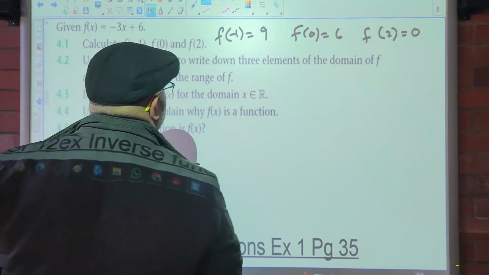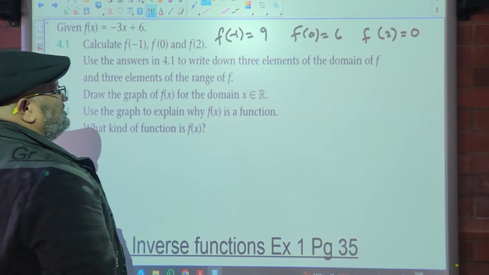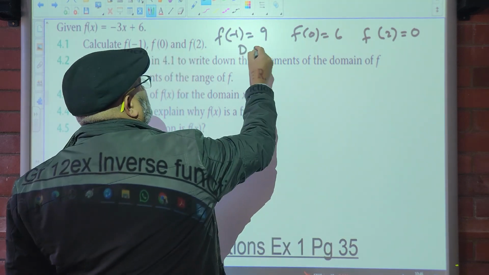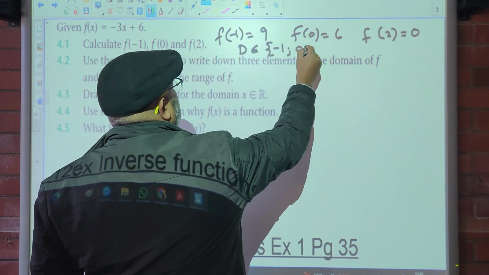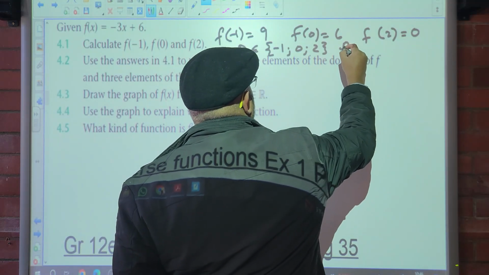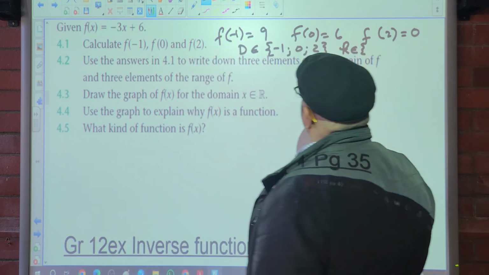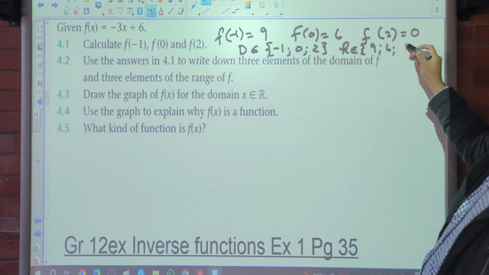Use your answer 4.1 to write down 3 elements of the domain of f and 3 elements of the range. Domain is all possible x values. So your x values were negative 1, 0 and 2. And your range was your corresponding y values, which in this case is 9, 6 and 0.